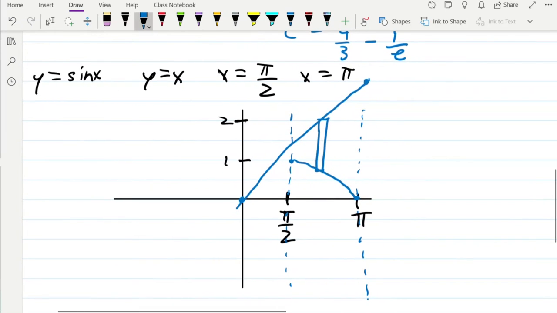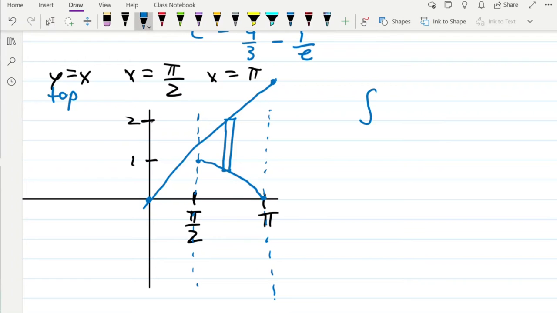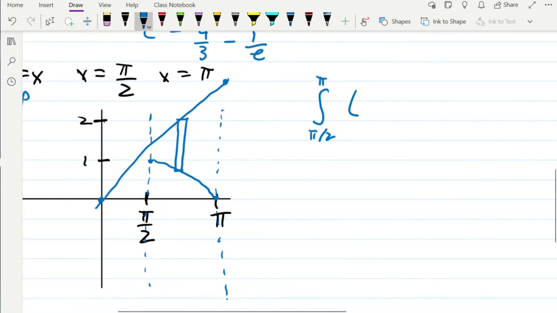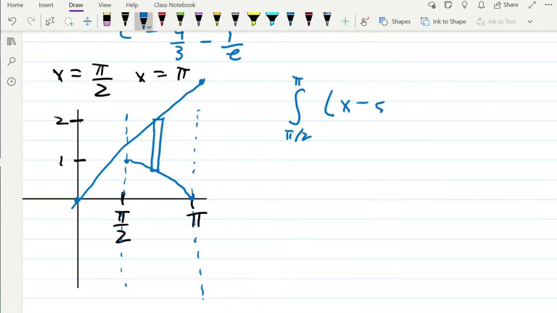All right, so that means y equals x is going to be our top function, and y equals sine of x is going to be the bottom. So we're going to have the integral from pi over 2 to pi of x minus sine x dx. And then we will integrate.